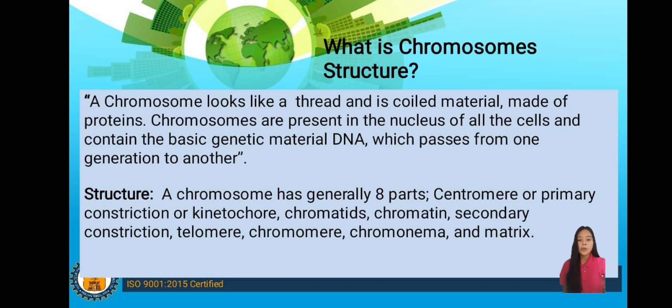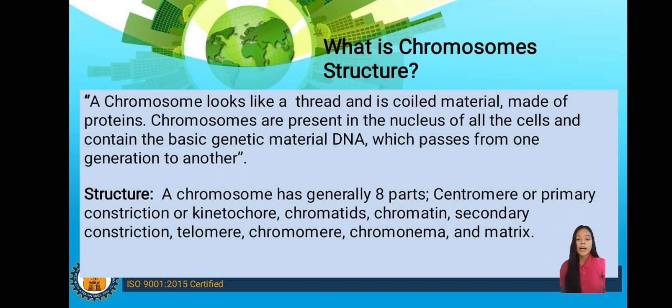A chromosome looks like a thread and is a coiled material made of proteins. Chromosomes are present in the nucleus of the cells and contain the basic genetic material DNA, which passes from one generation to another. In structure, a chromosome has generally 8 parts: centromere or primary constriction or kinetochore, chromatids, chromatin, secondary constriction, telomere, chromomere, chromonema, and matrix.